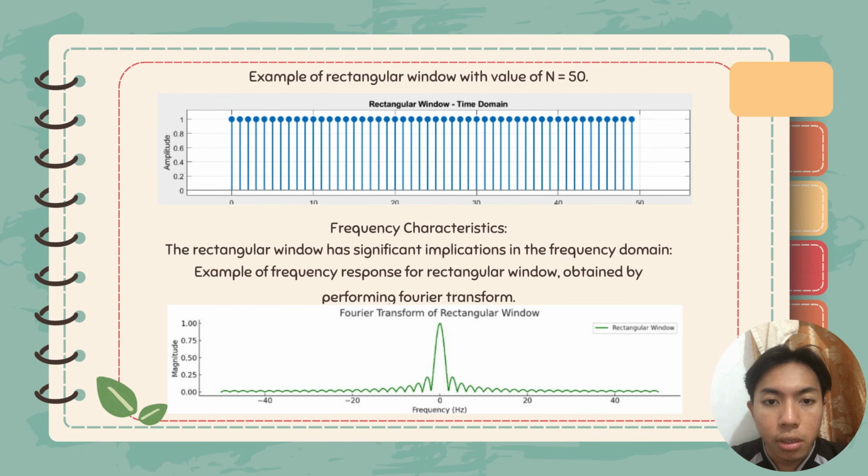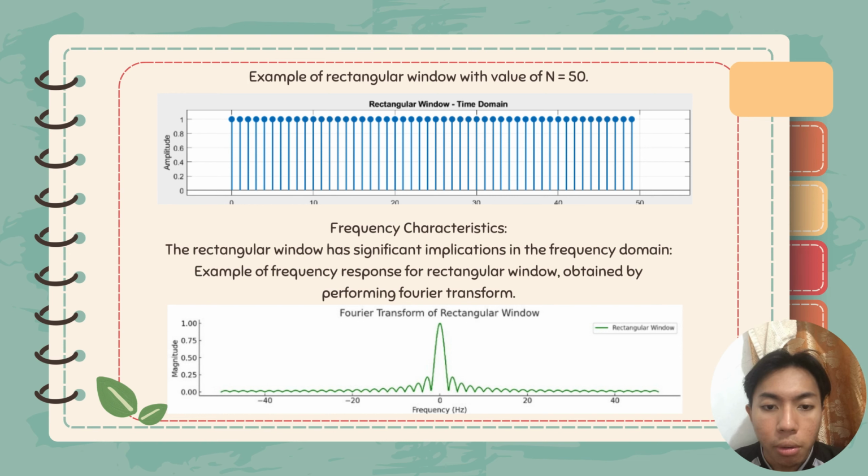Next, the example. The example you can use here is N equal to 50. As we can see in the first graph, the rectangular window implies the name itself. It has a rectangular shape, so the graph looks rectangular. The rectangular window filter will have the Fourier transform applied to get its frequency characteristic. From this frequency characteristic, we can see the characteristics of the filter.